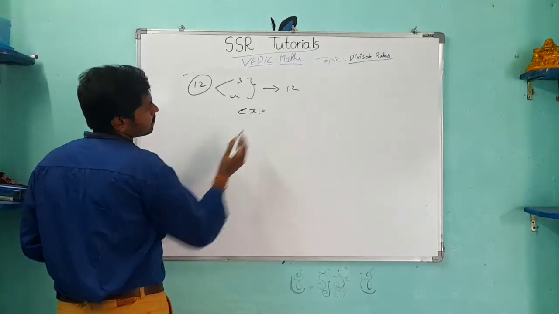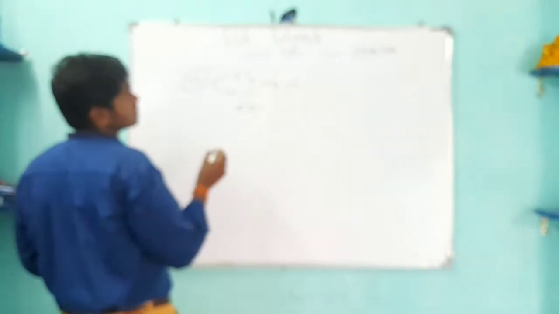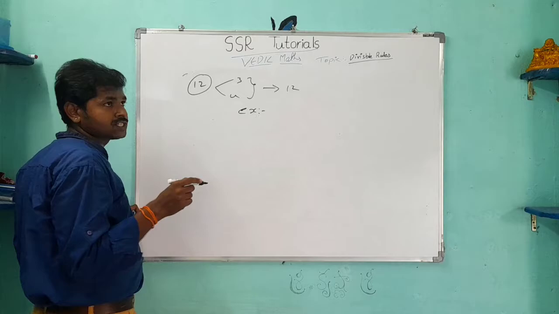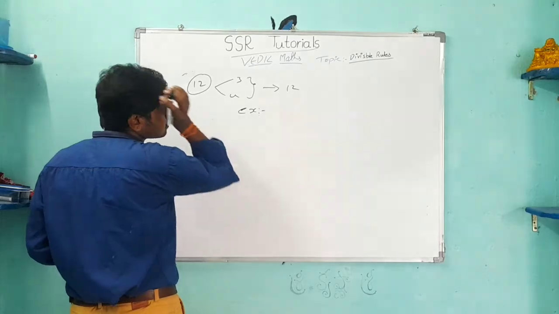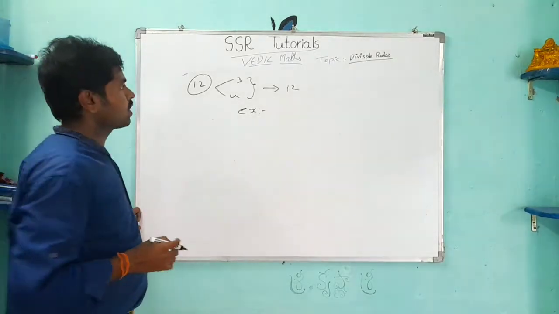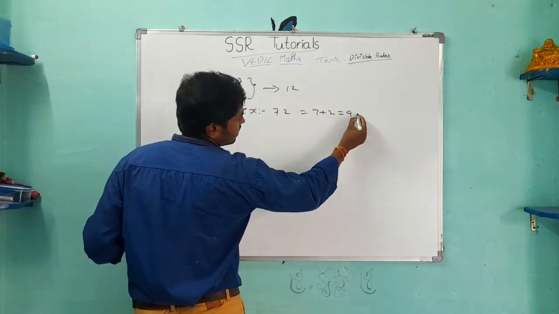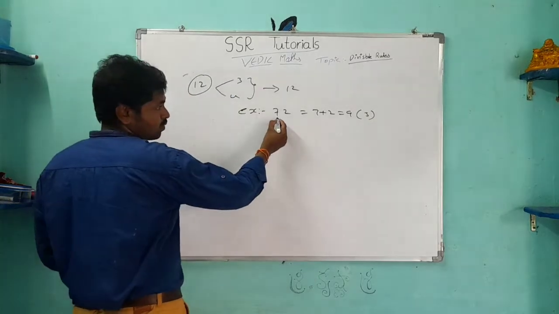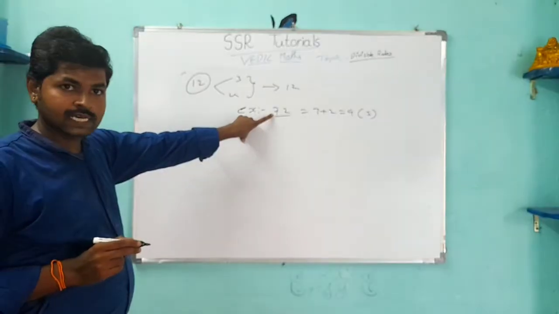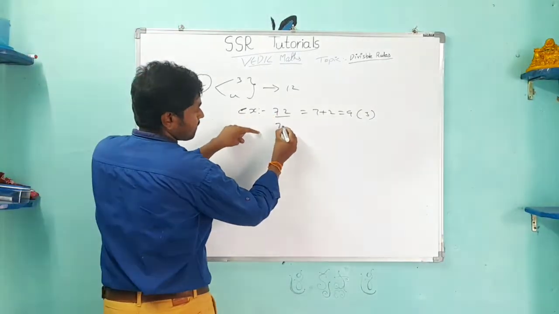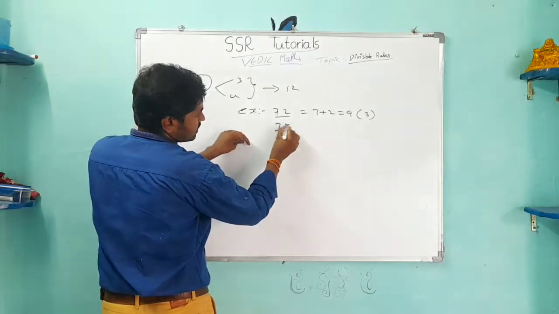Example, the 3 table number, that means 3 and 4. Take one more number, 72. 72 means 7 plus 2 is equal to 9. It is divisible by 3. For 72, the last two digits are 72. Is it divisible by 4? Yes, 4 times 18 is 72.